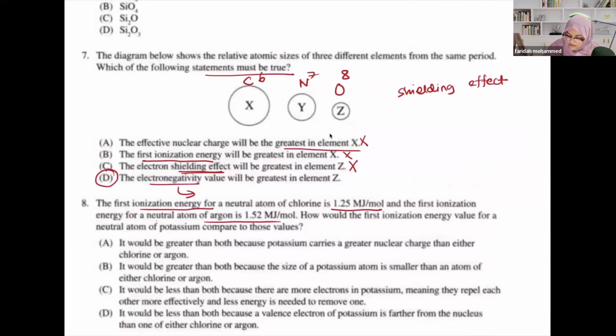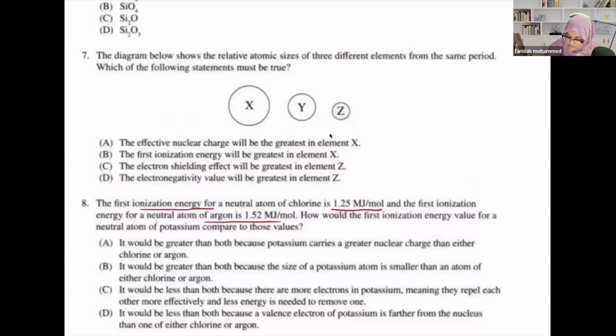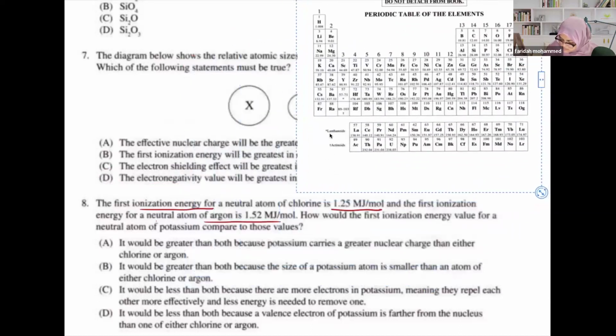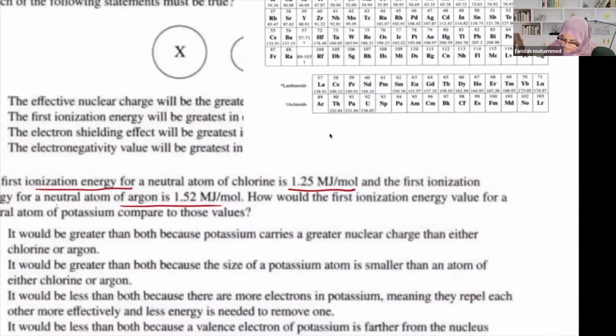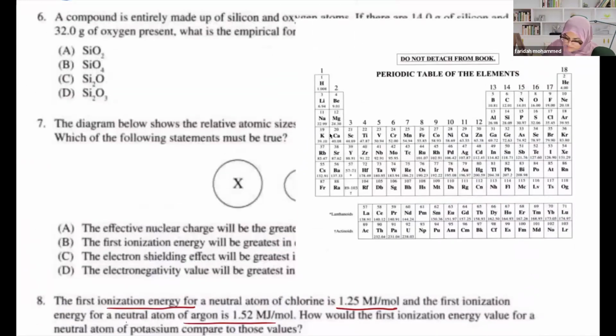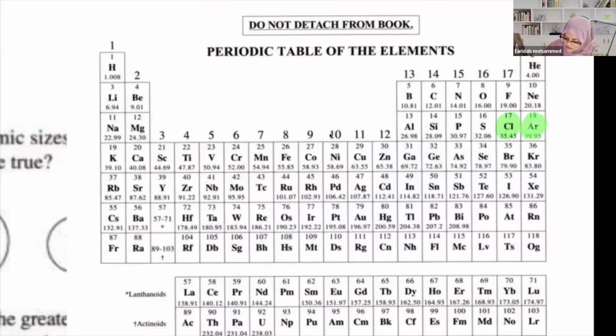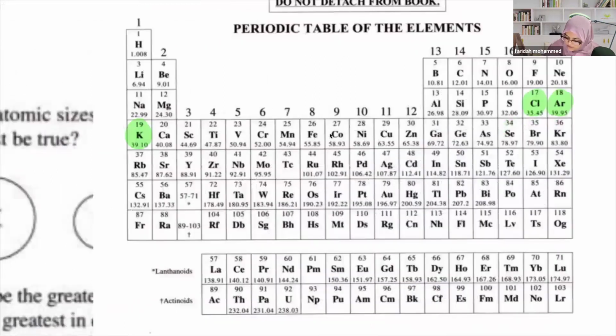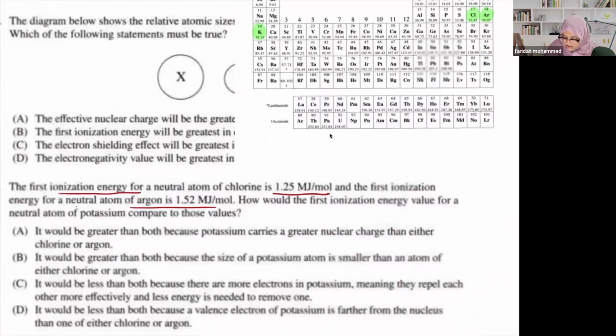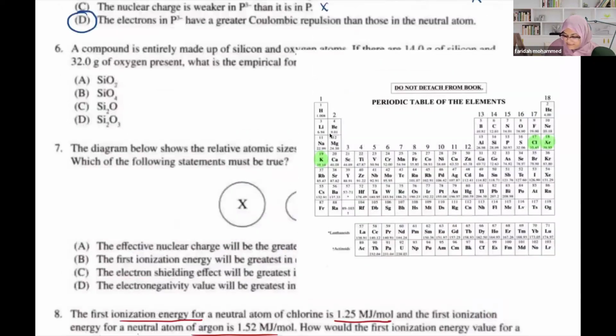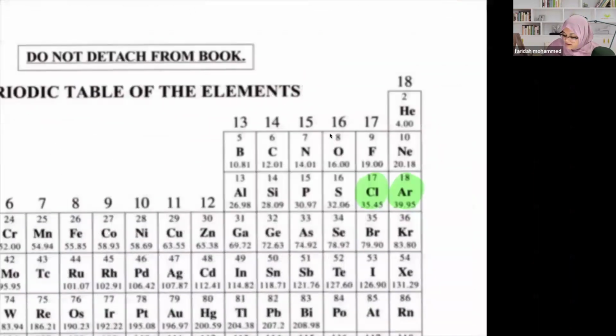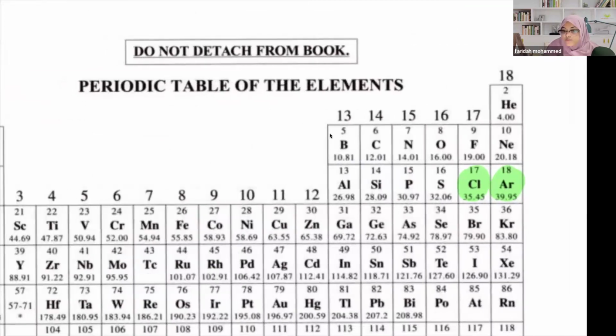So let's look at the periodic table again. So we have chlorine, argon, and potassium. We see chlorine has a smaller ionization energy when compared to argon, which makes sense, right? Argon is a noble gas, so it has the full octet. So it's going to be harder to release the electron from a full octet or from the noble gas. So this one's going to have higher ionization energy when compared to chlorine, right?